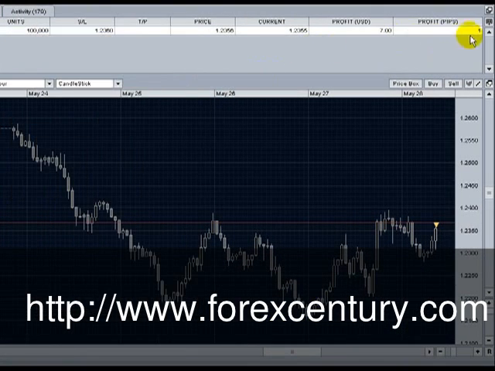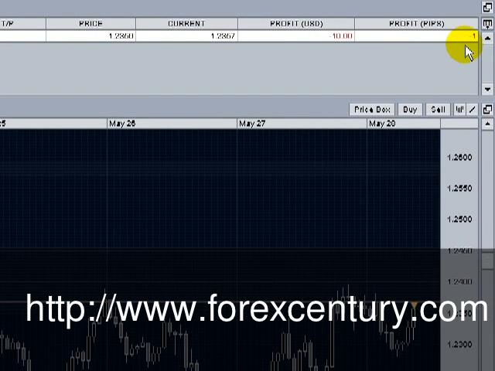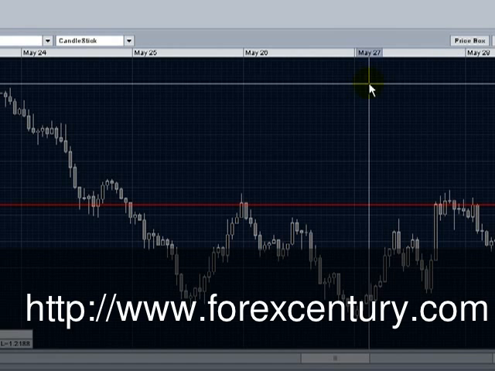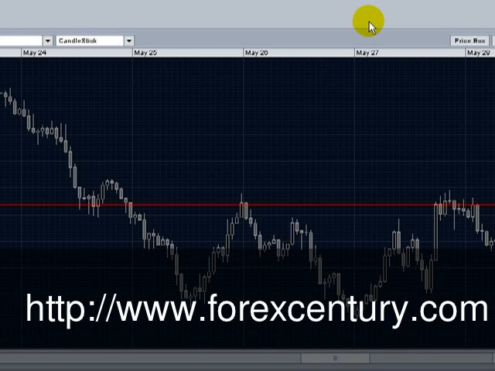And you can see we've already moved into 1 pip profit. Let's see how long this trade takes. This should be a pretty quick trade. In fact, you can see from the screen where the scalp's been taken, because I've got the euro on the screen right now. Just going to pause this, and as soon as we move into profit, I'll start the recording again.